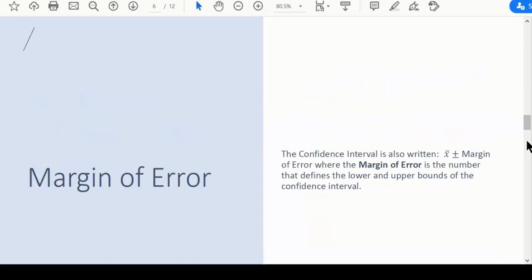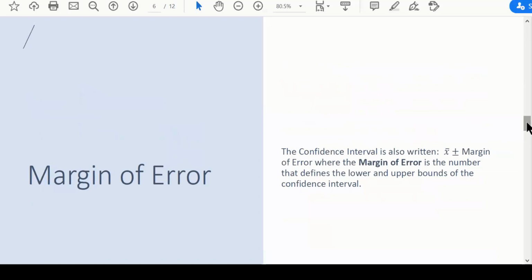That's okay. So another way to write the confidence interval is x bar, our sample mean, plus or minus a margin of error. And the margin of error is the number that defines the lower and the upper bounds of the confidence interval.